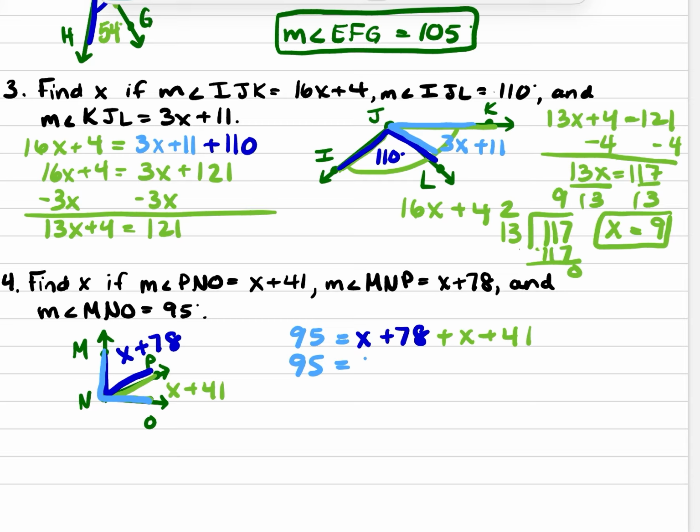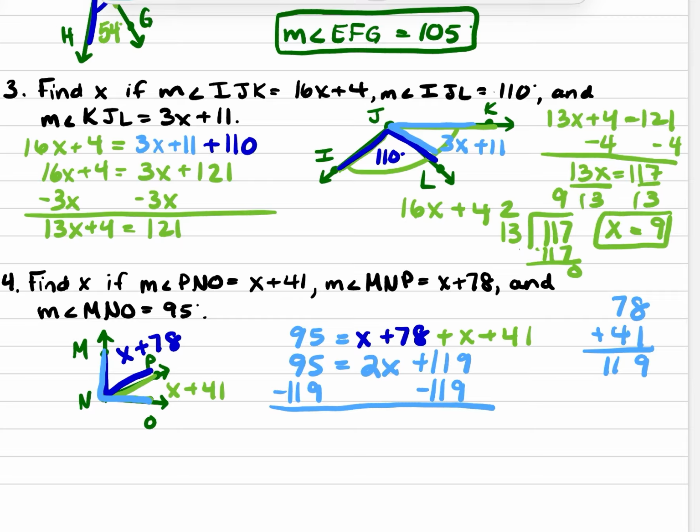So I want to combine like terms on one side. I have x and another x for 2x. 78 plus 41. Well, 8 plus 1 is 9, and 7 plus 4 is 11, so I have 119. If I subtract 119 from both sides, 95 minus 119, well, 95 is smaller, so I need to do 119 minus 95 and make it a negative answer. So 9 minus 5 is 4, 11 minus 9 is 2, so negative 24 equals 2x.